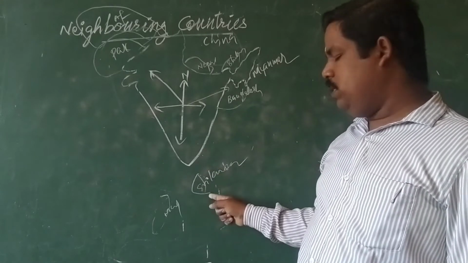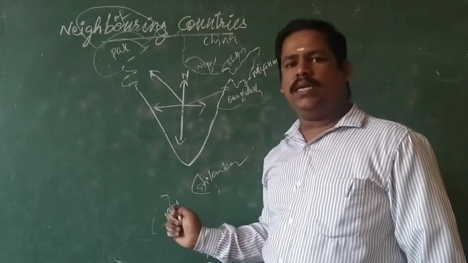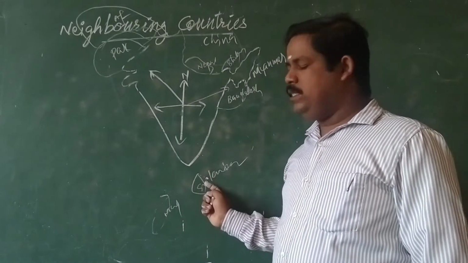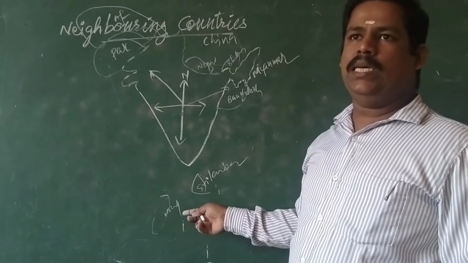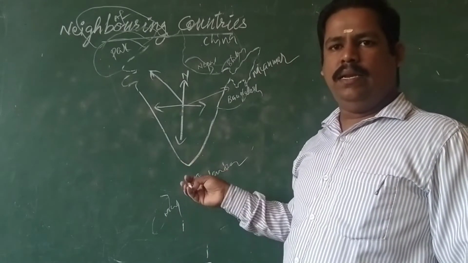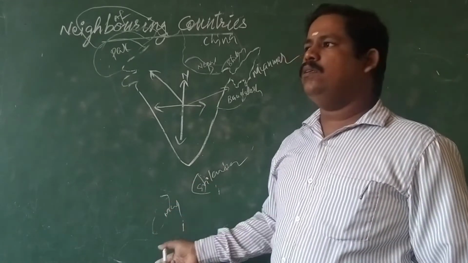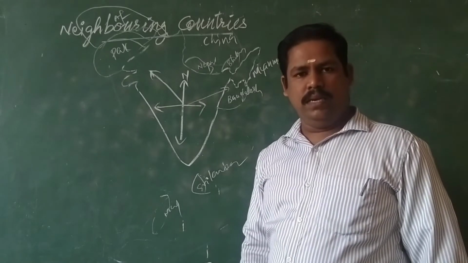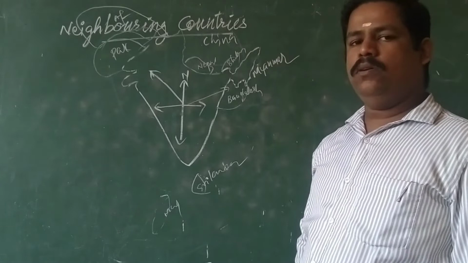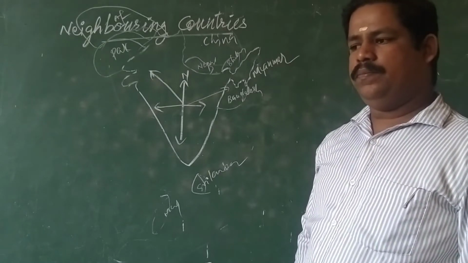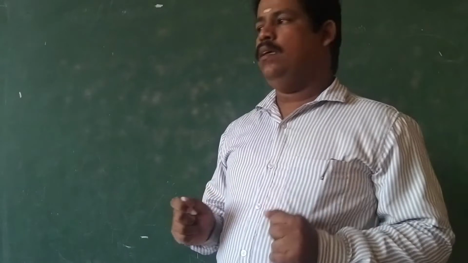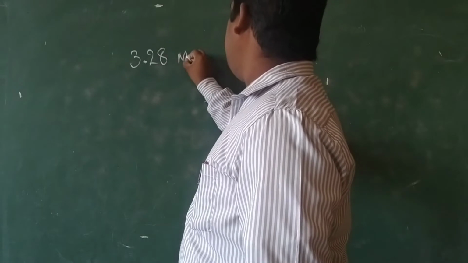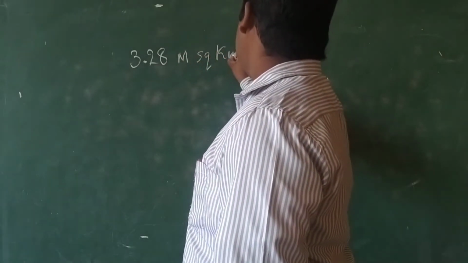Then in the south, in the Indian Ocean, there is an island neighboring country, Sri Lanka. So these are the 8 neighboring countries mentioned in the state syllabus books, and in the CBSE book Maldives is also included, which is also a neighboring island country situated in the Indian Ocean. Altogether these are the neighboring countries of India. Next we will go through the size of India. The size of India is 3.28 million square kilometers.